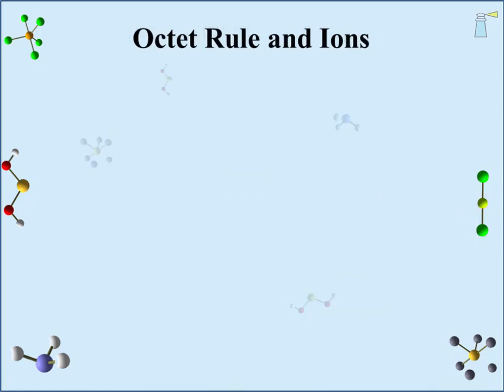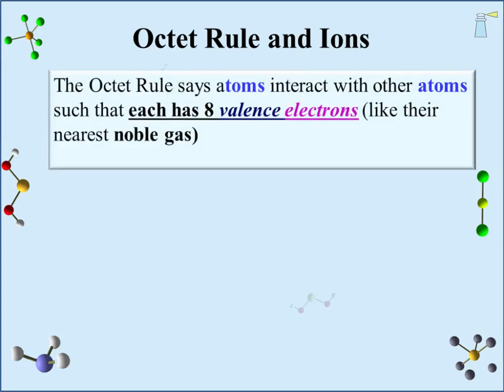We can come to the same conclusion about ion formation using bond formation and the octet rule. We will review the octet rule here, but a more thorough explanation of the octet rule can be found in the valence electron, octet rule, and dot structure lecture. The octet rule says atoms interact with other atoms such that each has 8 valence electrons, like their nearest noble gas. One way to achieve an octet is to gain or lose electrons, forming ions.